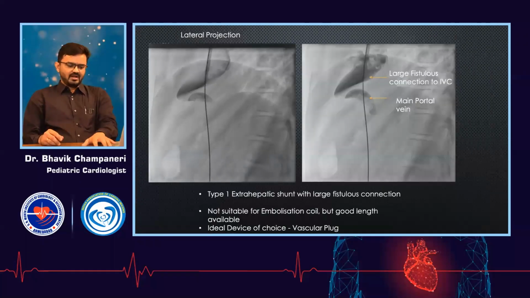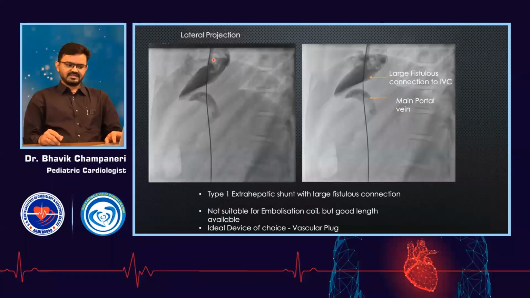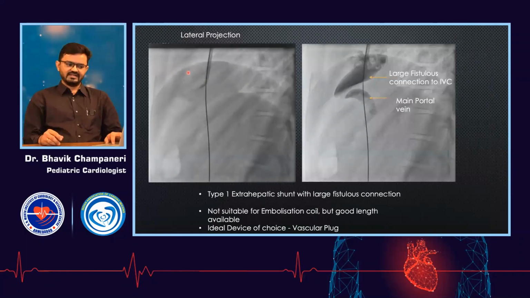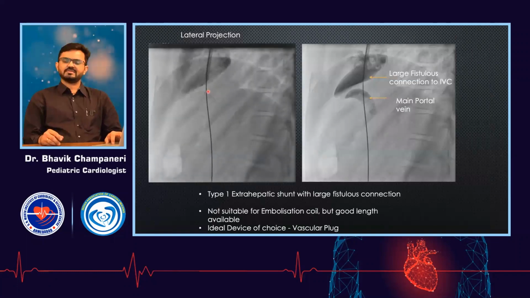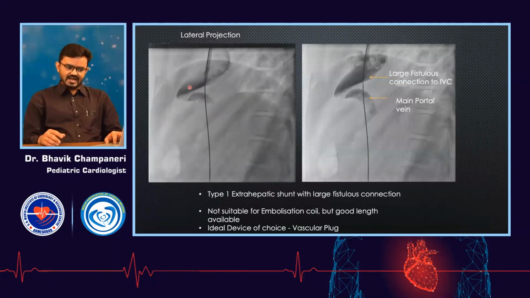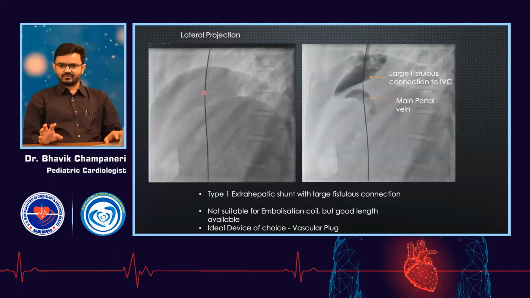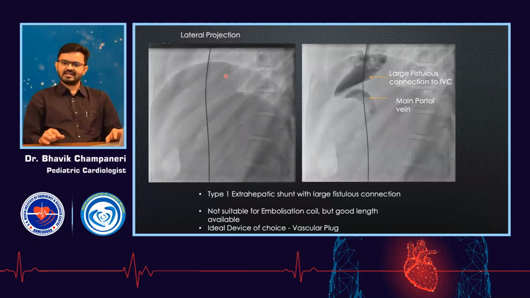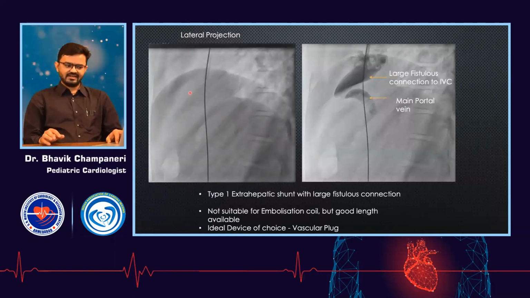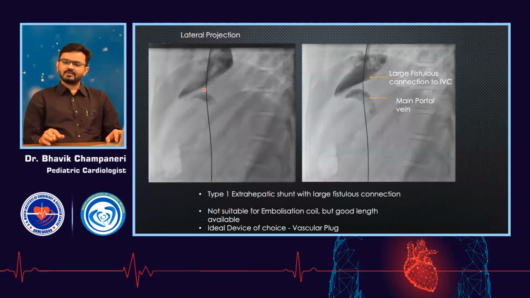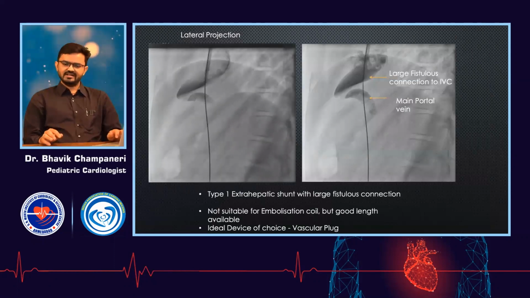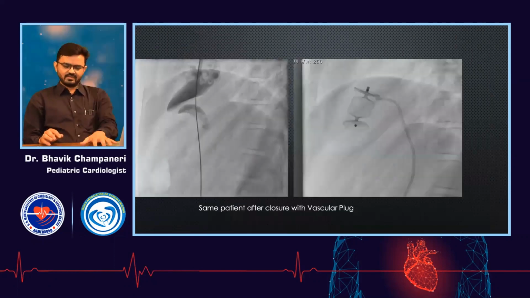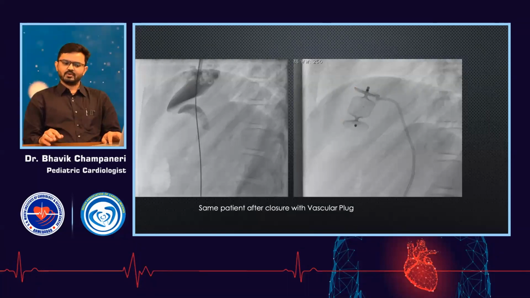Another example is a large fistulous connection between the portal vein and IVC, and here you can see it is so large, measuring somewhere around 18 to 20 mm, that a coil is out of the question. In this case the only option is a vascular plug or other congenital heart devices. Since we have adequate length of fistula available, a vascular plug may be an ideal device for this case. The fistula was closed with the vascular plug, and these are the pre-op and post-op images.